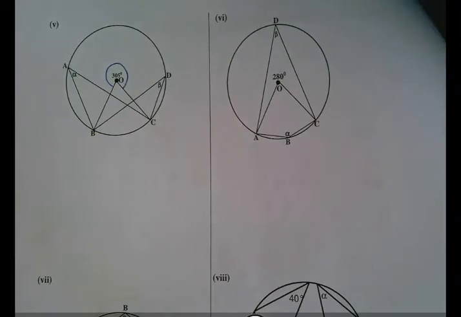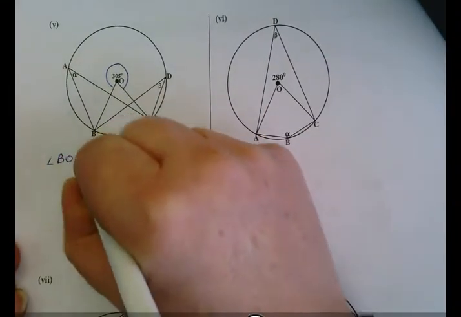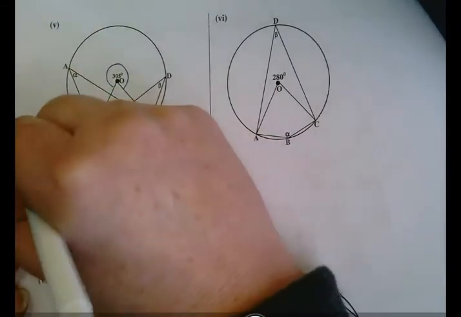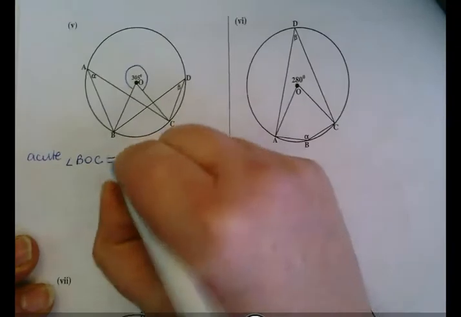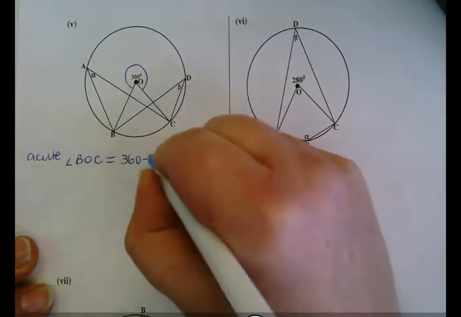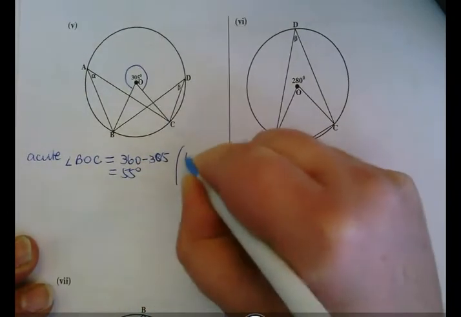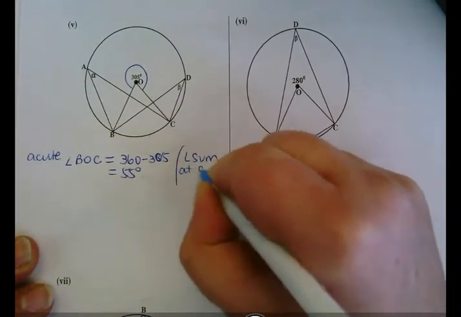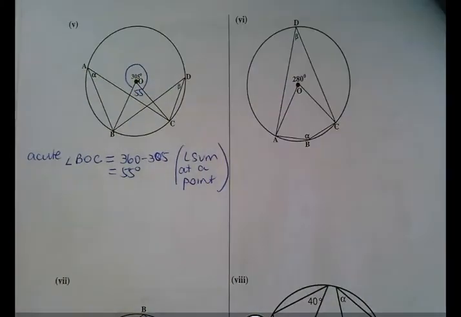So angle BOC, not reflex, but acute. Acute angle BOC is what? 55. It's 360 minus 305, which is 55 degrees, angle sum at a point. So we know that's 55, and now you can work out the others. So what can you do now?